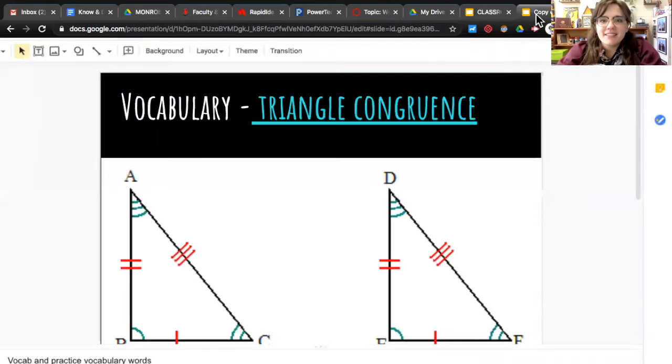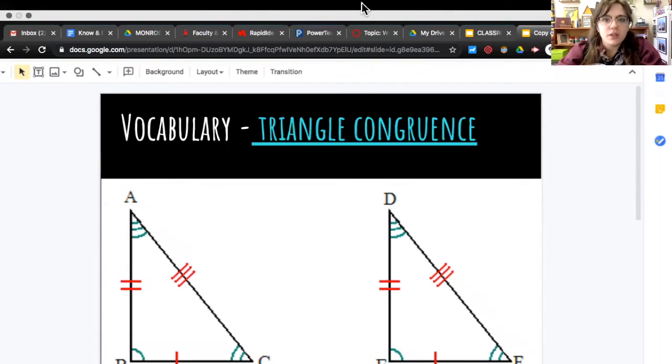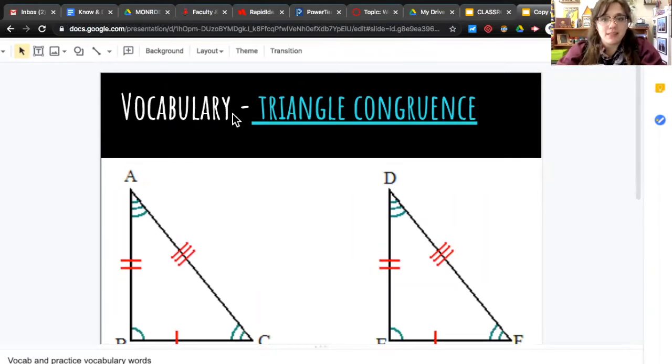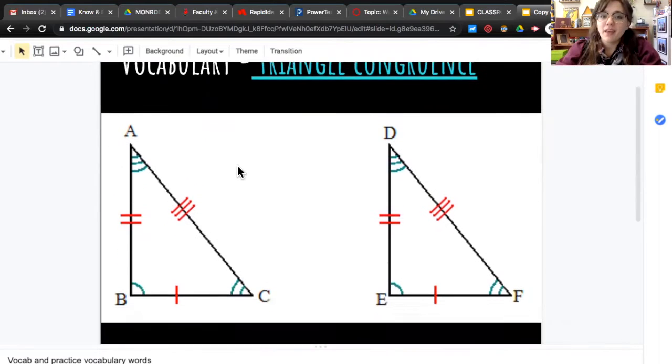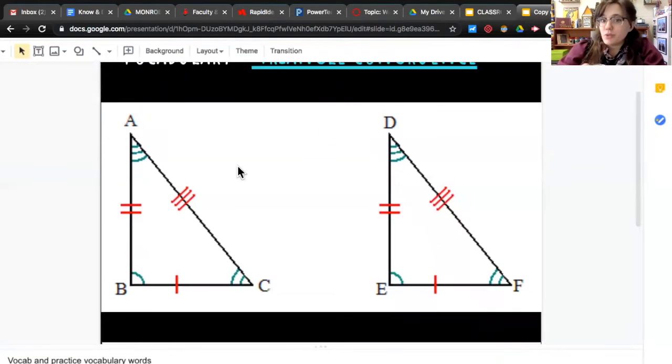All right. So, hey guys, today we are talking about triangle congruence. What that means is two or more triangles that are exactly the same, proving that they are the same. This is the introduction to proofs. So here we have an example of two triangles, triangle ABC and DEF.